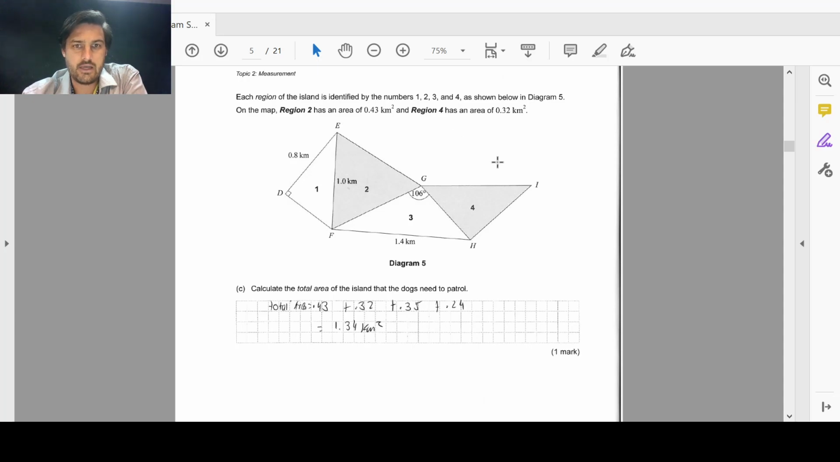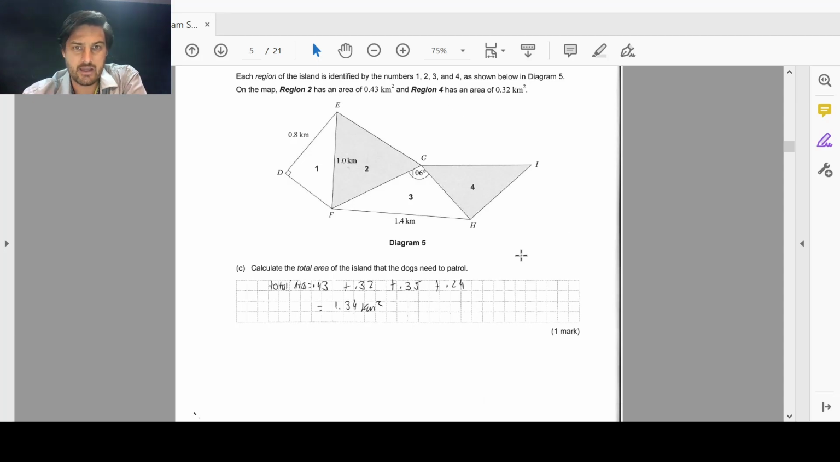All right, following on from that, the total area of the island that the dogs need to patrol. All right, so it's okay. It's really just figuring out, adding together all of your areas now that they've given you a few. So it's really just taking the numbers out of this question and adding them to what you've already got.